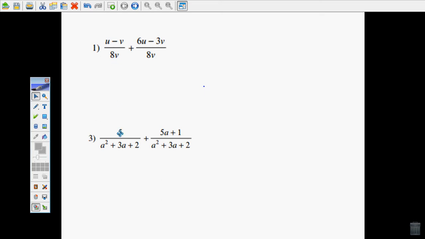These first two that we're going to start out with are in good shape because they have common denominators. As long as their denominators look exactly the same, we can add them together. And so we're going to say equals a fraction with, you know what, let me undo that.